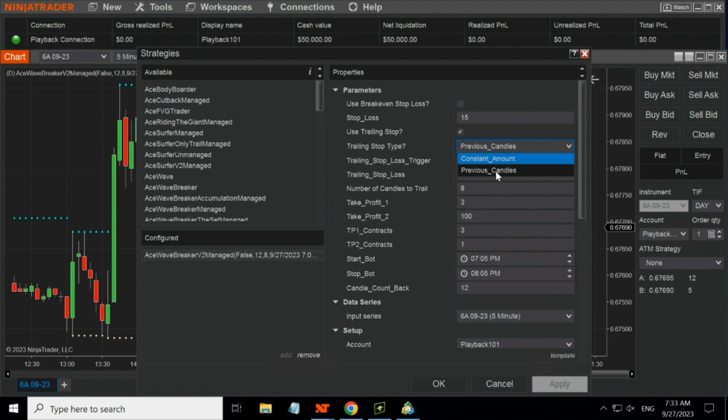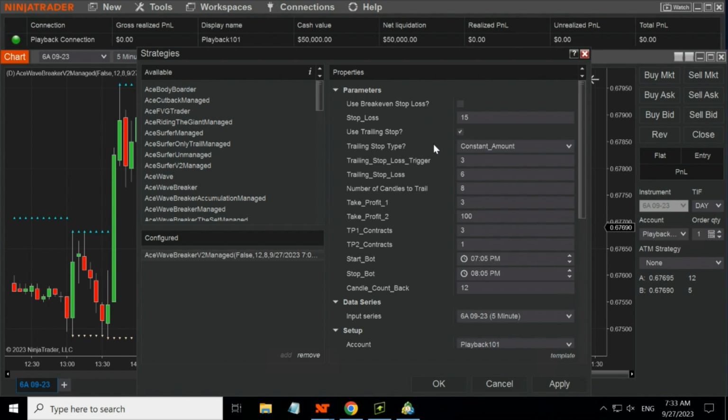So that's why I prefer the previous candles, just because the stop loss is always moving far enough away from the price not to get impacted too much. And the same thing with break-even stop losses. So both of those are triggered by that trigger. So it's really important you put that trigger at a reasonable place. So now we're going to talk a bit about the constant amount.